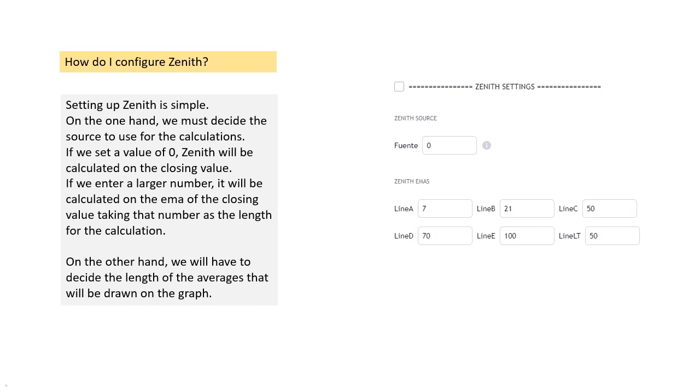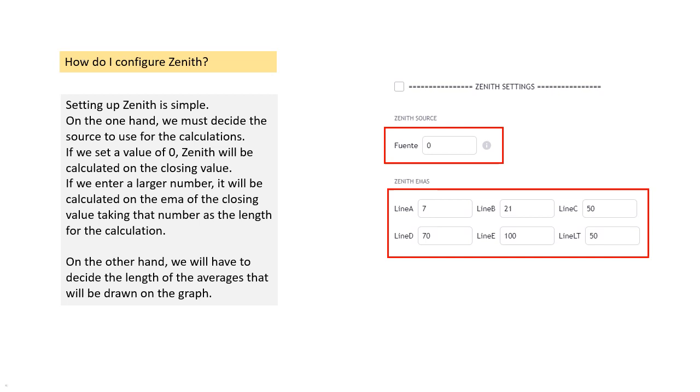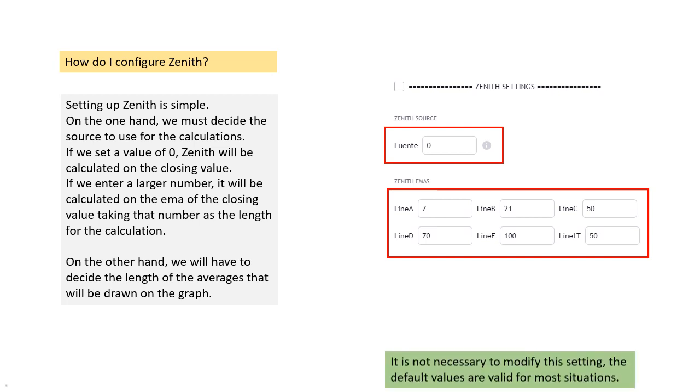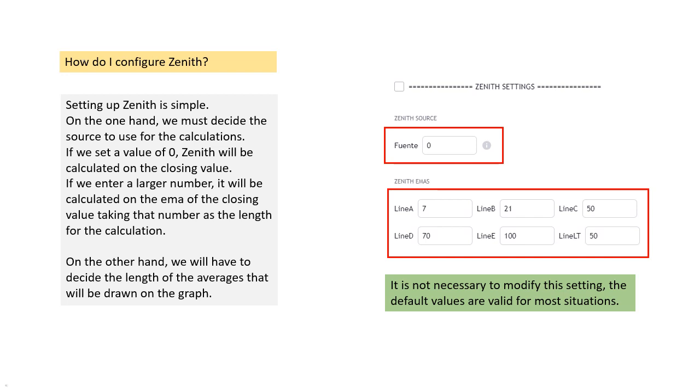How do I configure Zenith? Setting up Zenith is simple. On the one hand, we must decide the source to use for the calculations. If we set a value of 0, Zenith will be calculated on the closing value. If we enter a larger number, it will be calculated on the EMA of the closing value, taking that number as the length for the calculation. On the other hand, we will have to decide the length of the averages that will be drawn on the graph. It is not necessary to modify this setting, the default values are valid for most situations.